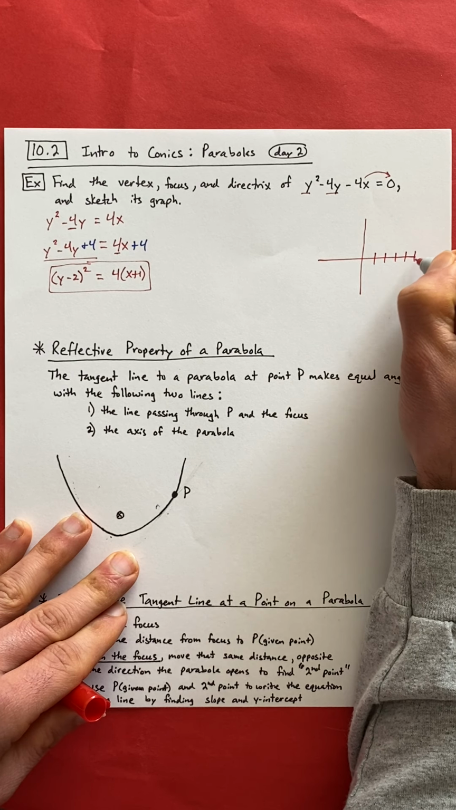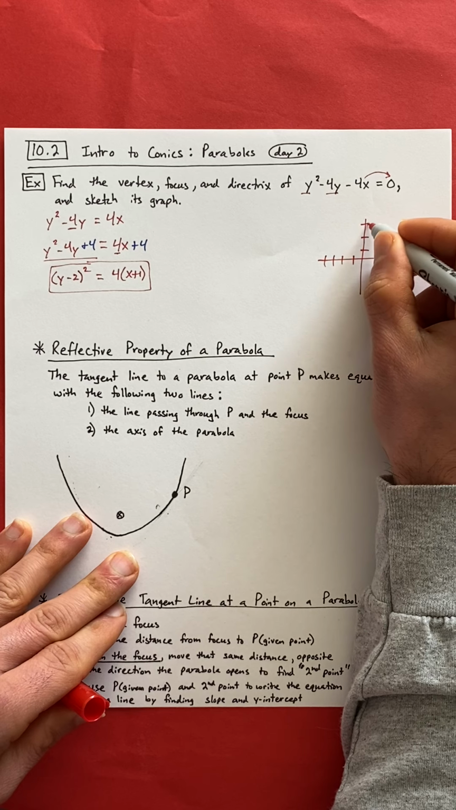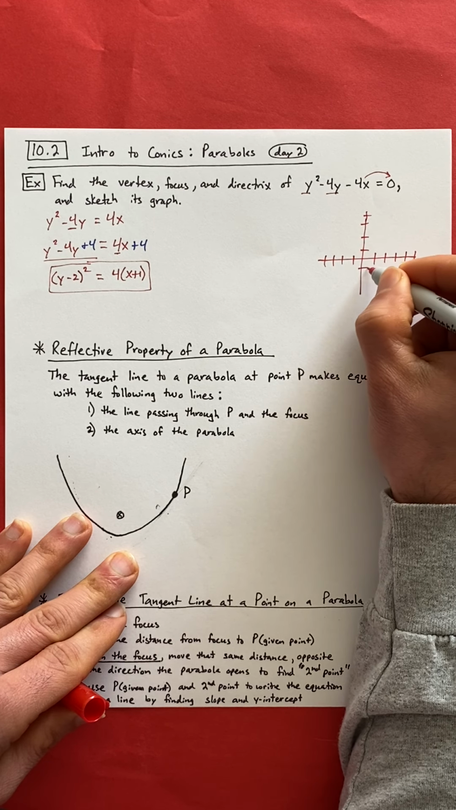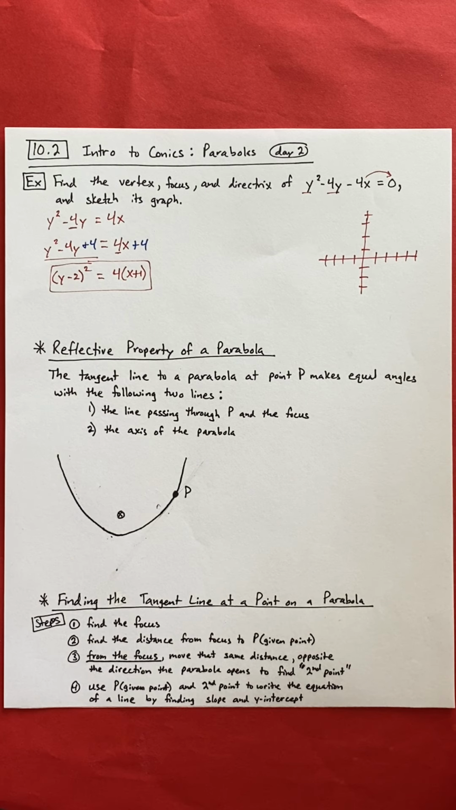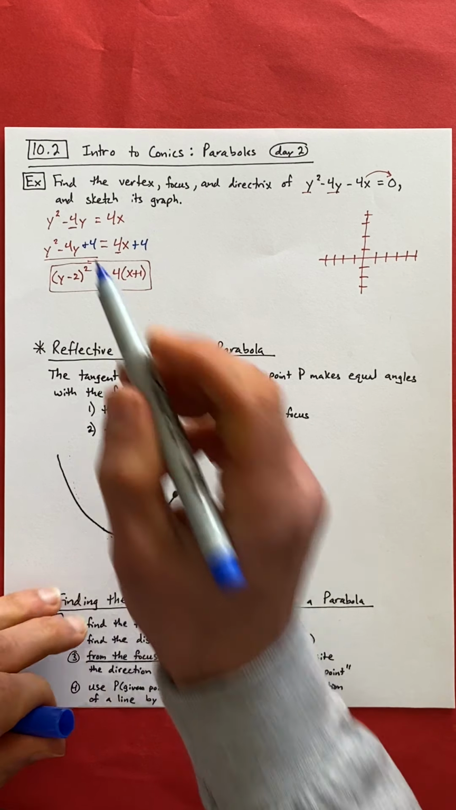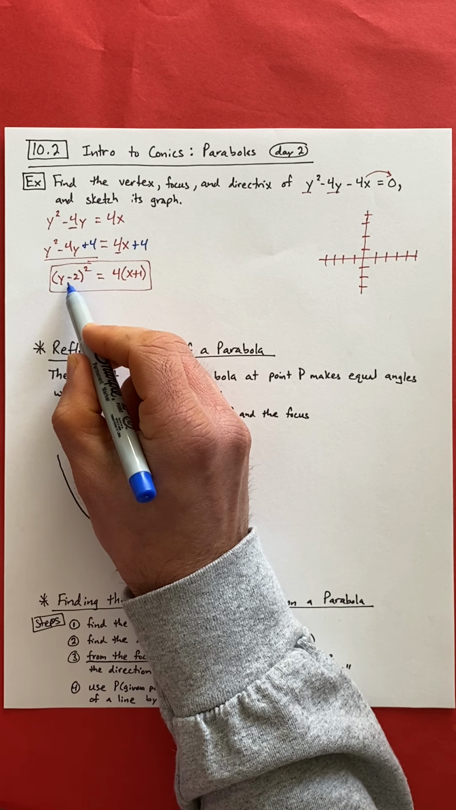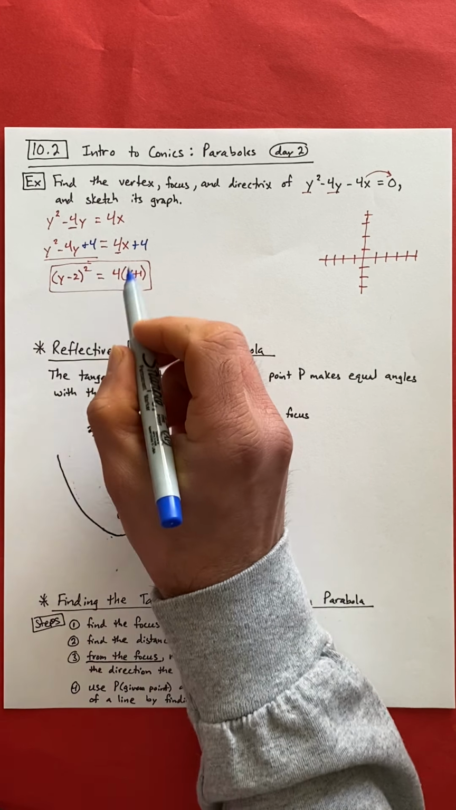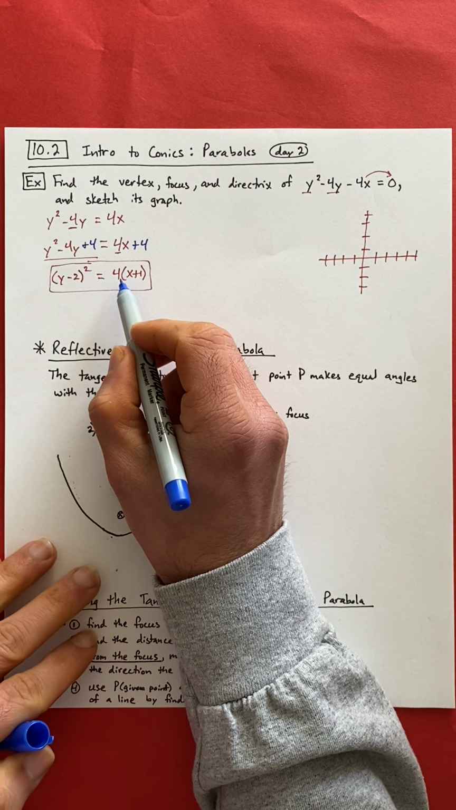And like we mentioned yesterday, you don't have to make tick marks and make this extremely accurate if you don't want to. As long as you have the vertex point in the right spot and it's opening the right direction, that's all I'm really looking for. So when I look at this problem, I notice that it's the y that's being squared. So I know this is going to open to either the right or to the left. I look at that number, it's positive, so I know this parabola is going to open to the right.